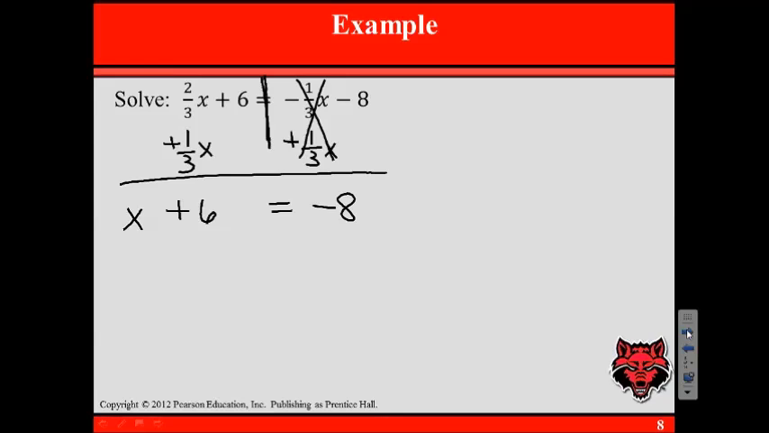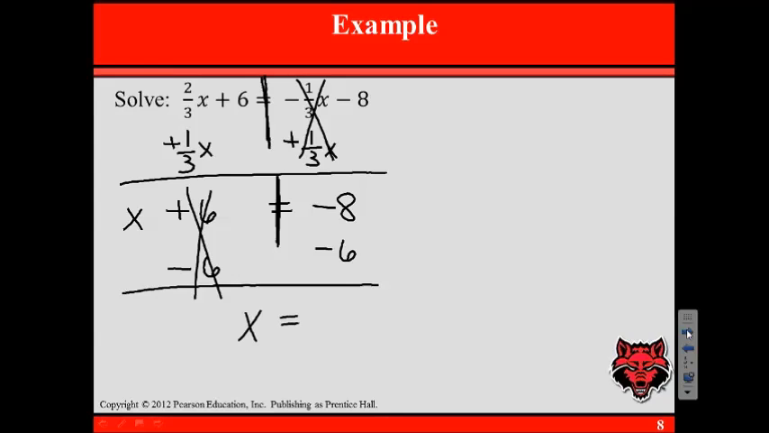Now, to continue isolating x, remember, we want x by itself on one side of the equation. On this particular example, the left side. So we perform the opposite operation for the number. We have a plus 6. We're going to subtract 6 on both sides. Positive 6 minus 6, those cancel. On the left side, we're left with x. We have the equal sign. Negative 8 minus 6 is negative 14.